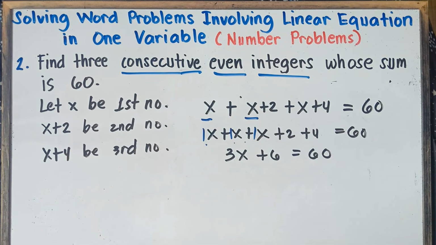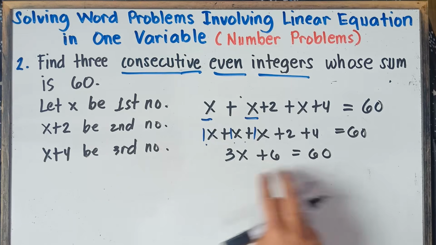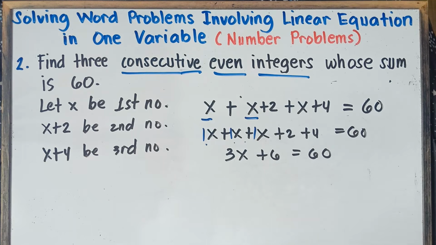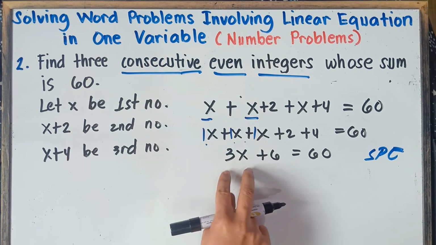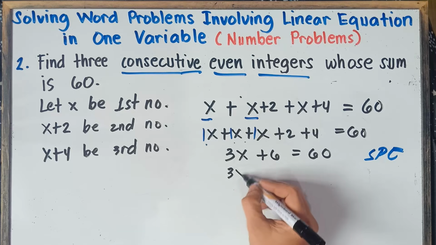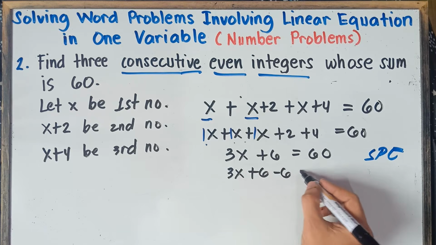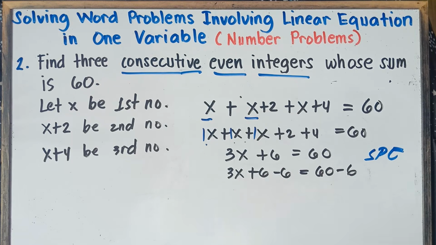Alright, so therefore, to get the value of x, we can subtract both sides by 6. We can apply the subtraction property of equality. So that, class, the remaining expression will be only 3x. So this will be 3x plus 6 minus 6 equals 60 minus 6.